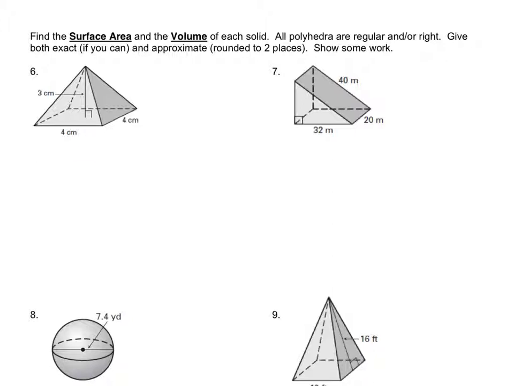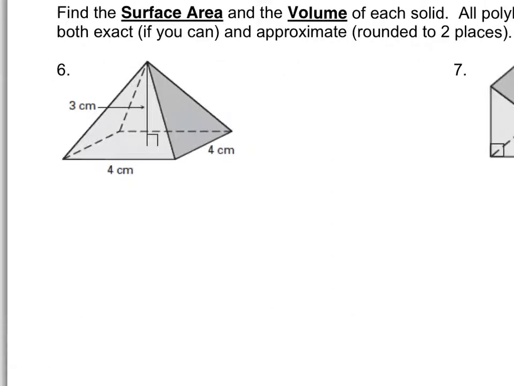Alright, on this page we have 5 more problems with the same directions. We're doing surface area and volume for each one. Pyramid is one of the more complicated figures, at least some people tend to think so. And so to find the surface area, we're just going to add up the area of all of the faces.